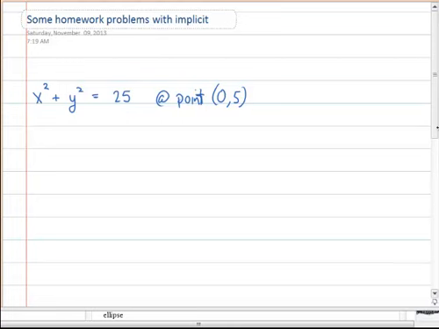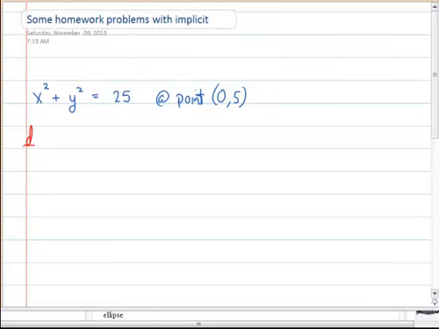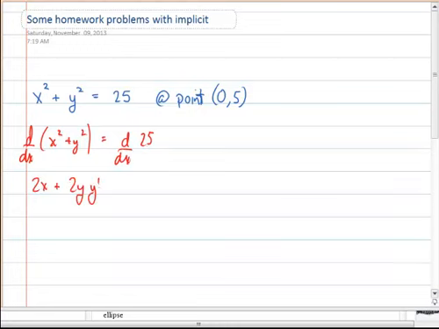So the first thing we need to do is implicit differentiation. So we're going to differentiate both sides. We'll take the derivative with respect to x of x squared plus y squared, and we'll take the derivative with respect to x of 25. And for the first part, we get 2x plus 2y. Remember the y prime, because that's dy dx. Using the chain rule, we get 0. And we're going to solve for y prime.